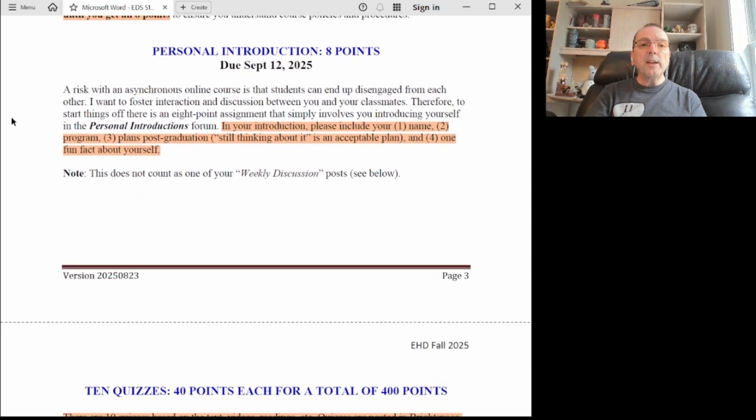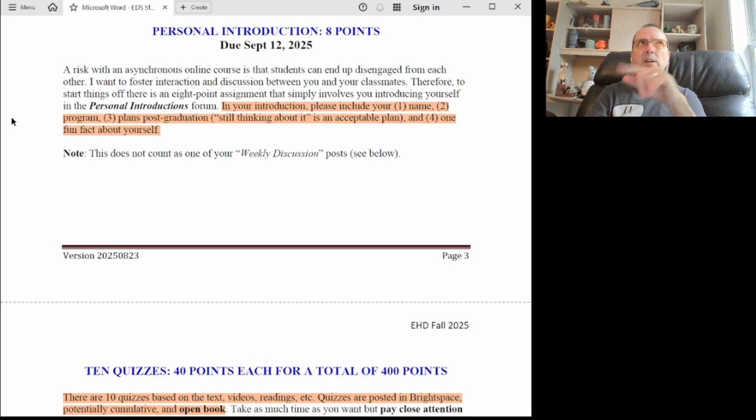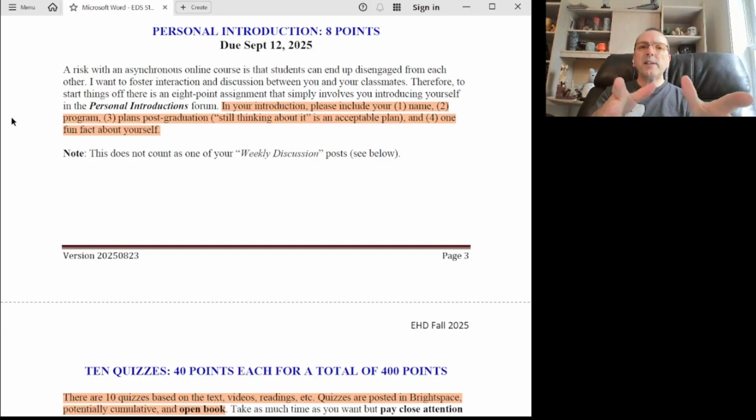The second one, due at the end of the second week of class, is a personal introduction. This is just like if we were a live in-person class and we all went around and introduced ourselves. This is how we do it in my asynchronous courses. You log in to a discussion forum in Brightspace and make a little posting: tell us your name, what program you're in, and what your plans are post-graduation, and that can be, I don't know, I'm thinking about it.